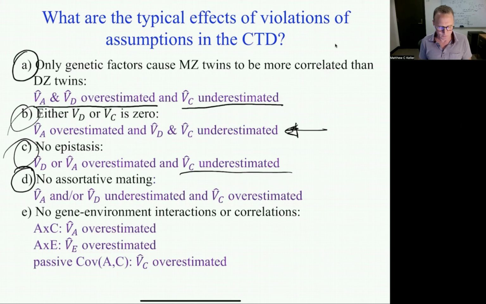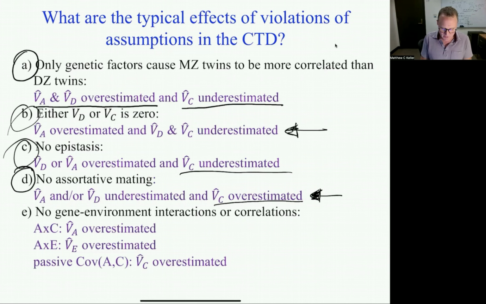Assortative mating, on the other hand, will lead to the opposite bias. If there is assortment in the population, in other words, if mates are more like each other than expected by chance, and if those traits are heritable, then this will lead to VA and VD being underestimated and VC, the shared environmental variance, being overestimated. And we'll talk about that a bit more in the companion lecture to this where I go over extended twin family designs.